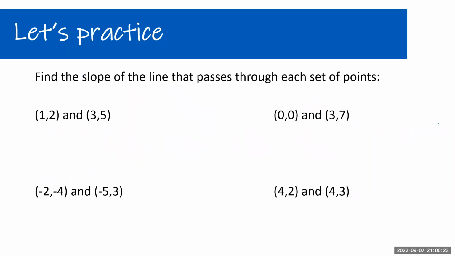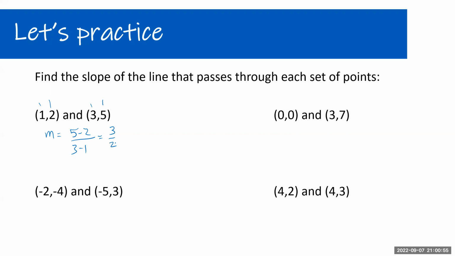Now, let's get some practice. This is a great place to pause and check yourself. We want to find the slope of the line that passes through each set of these points. So (1, 2) and (3, 5). Remember, we're going to do this one and this one, and this one and this one, okay? So our slope is going to be 5 minus 2 over 3 minus 1, which is giving us 3 halves, okay? And we can just leave it as that.